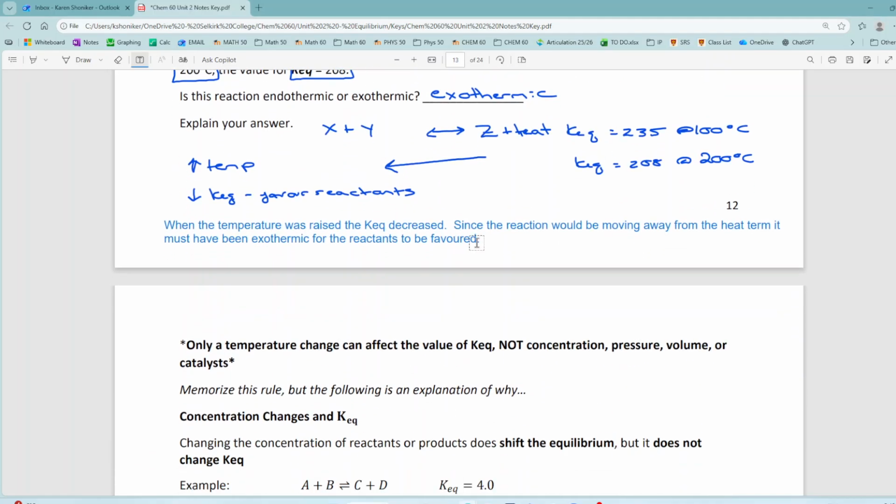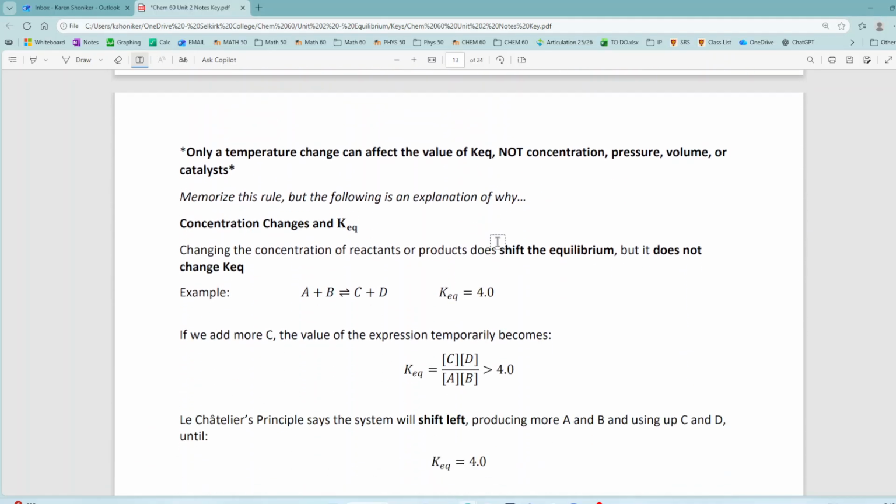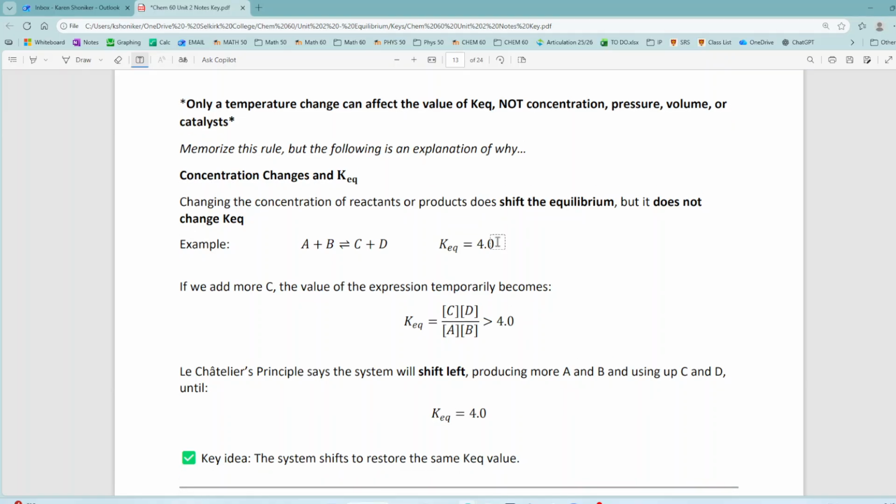All right, next page. So the key thing here, though, and this would be a great multiple choice question, is that only temperature can affect the value of KEQ. Concentration, pressure, volume, and catalyst do not change the value of KEQ. Now, this is a rule that you should just memorize, but it's hard to memorize something when you don't understand why. So here's my explanation of why.